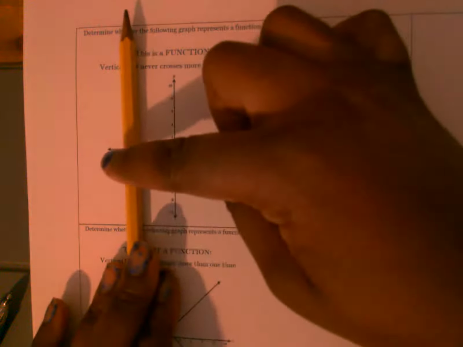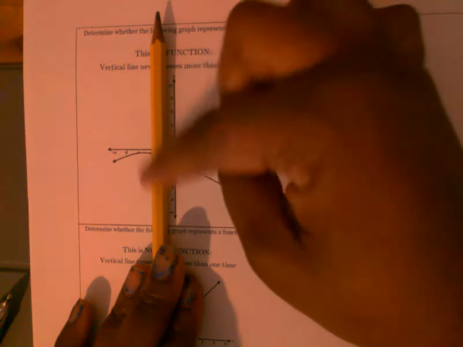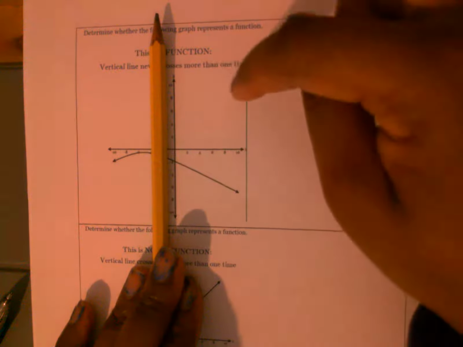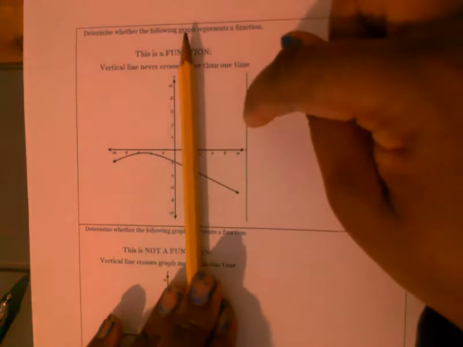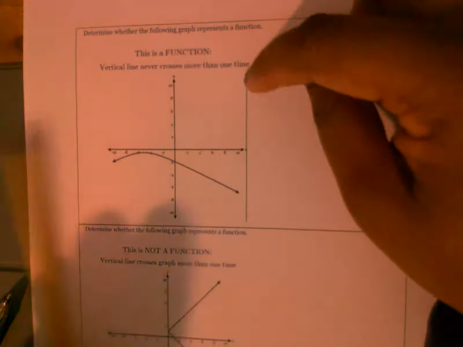But if the line or graph loops back around and touches the pencil in more than one location, then you would say this is not a function. So this passes the vertical line test, which means this is a function. This one is a function.